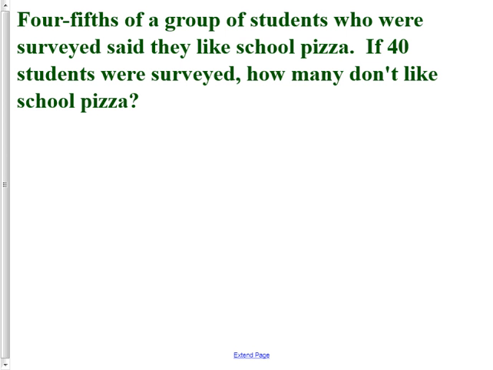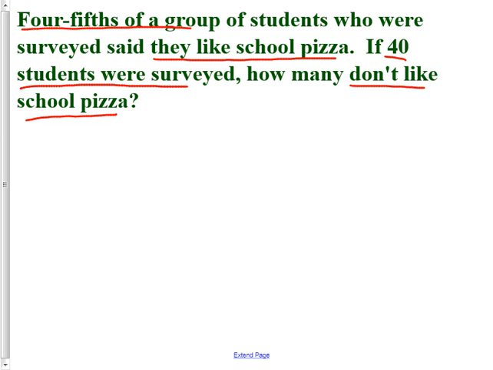4/5 of a group of students who were surveyed said they like school pizza. If 40 students were surveyed, how many don't like school pizza? Take a moment, pause, and see if you can do this one, and then go ahead and proceed and see if you have gotten it correct. All right, so looking at this one, we want to find how many students don't like school pizza. What we know is 4/5 said they do like school pizza, and there were 40 students surveyed.